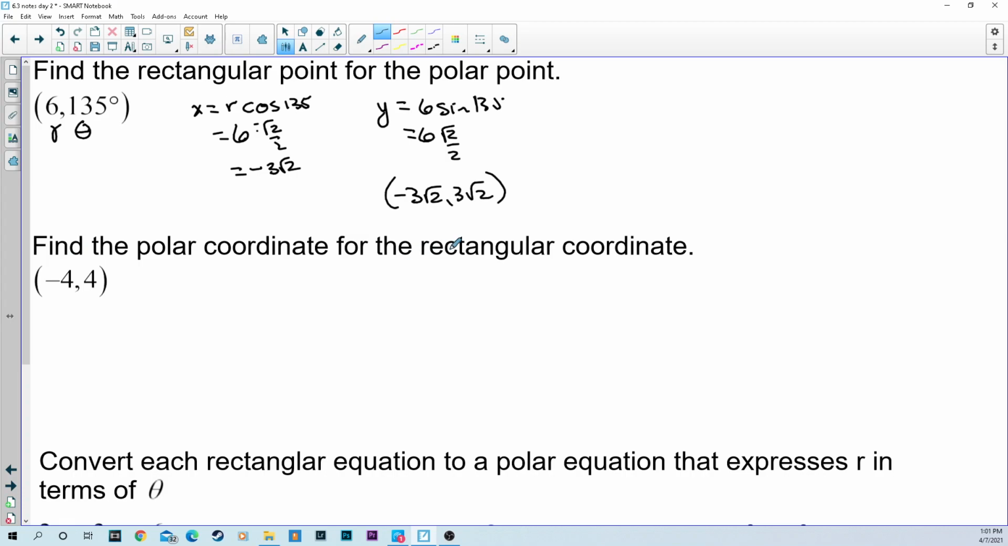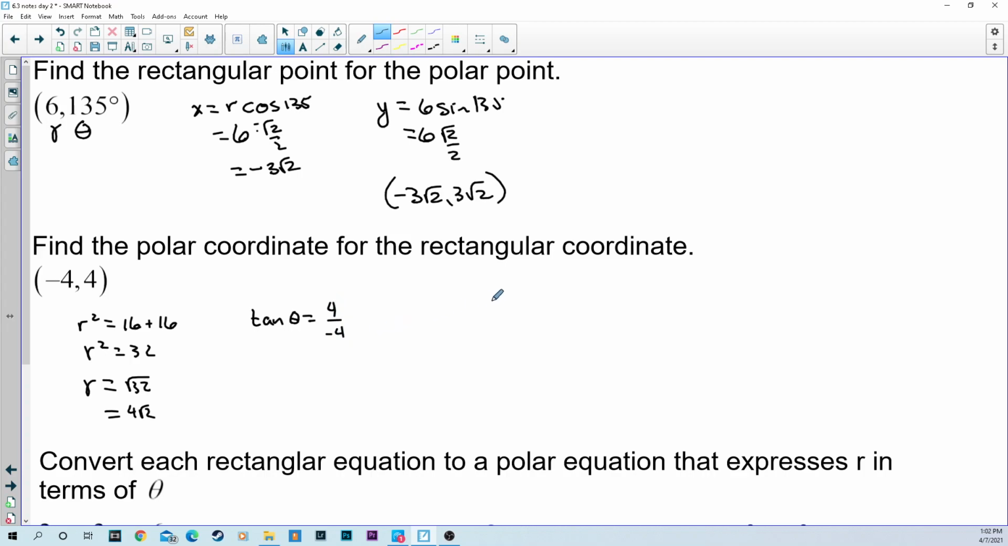Find the polar coordinate for the rectangular coordinate. Well, r squared is x squared plus y squared. So r squared is 32. R is equal to the square root of 32. And I think 16 goes in that. Yeah. It's going to be 4 square root of 2. So there's the r. And then the tangent of the angle is equal to 4 over negative 4.